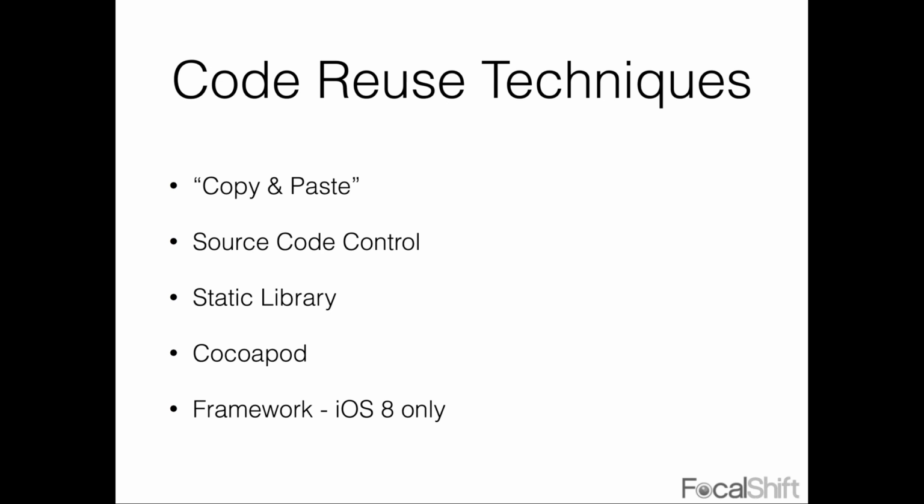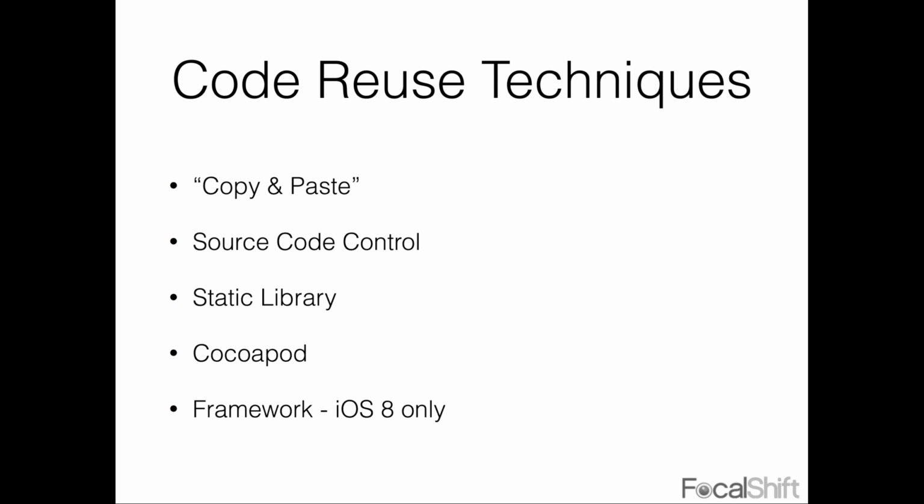The one that is probably the worst, but also the easiest, is just copy and paste. Then there's various ways you can use source code control systems like Subversion or Git to help you reuse code across applications. Then static libraries are sort of the supported way that Apple has let third parties reuse code. And there are a lot of shortcomings to static libraries that make them less than ideal for that purpose.